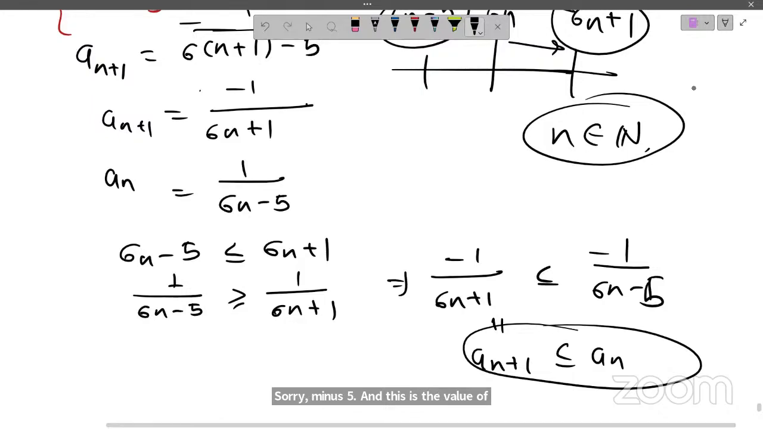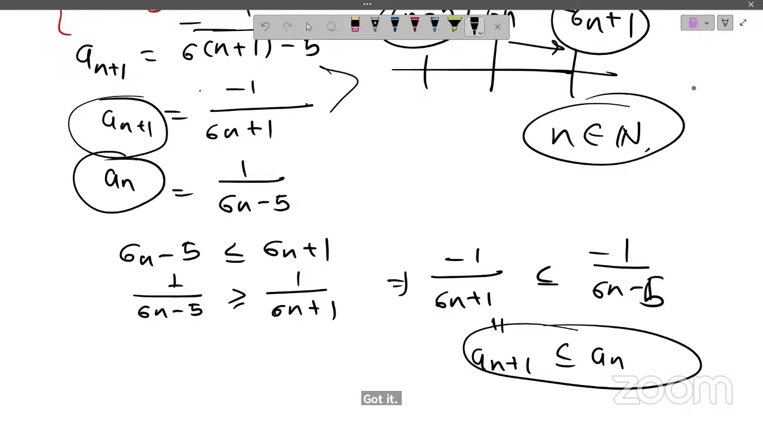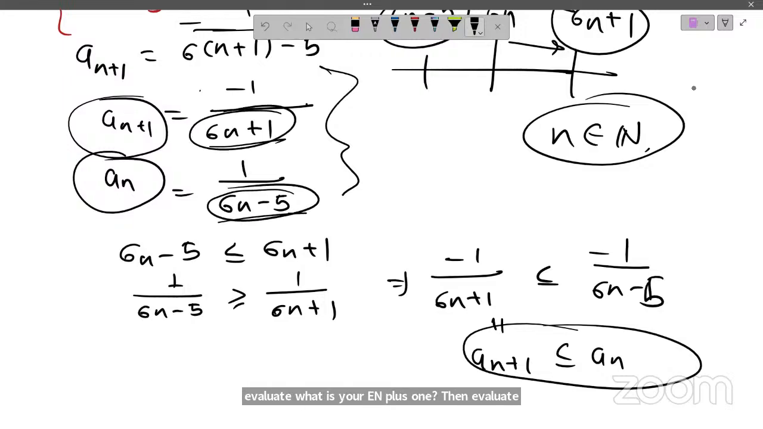Yes, ma'am. So in general, first evaluate what your an plus 1 is. Then evaluate an. Observe the terms, whatever inequality you can get. I can compare these two terms, right? 6n minus 5, 6n plus 1. So just compare them and then try to reach back to your an and an plus 1.